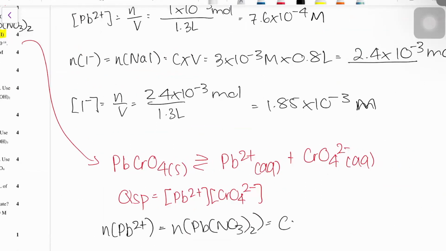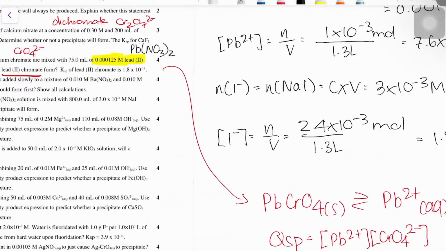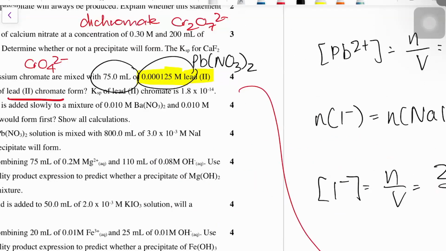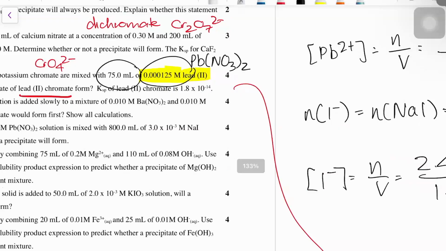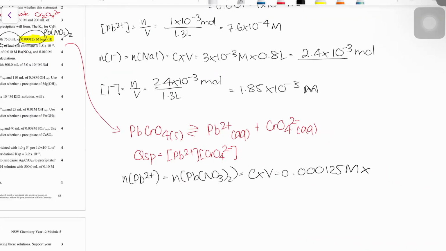This is just going to be C times V. And my concentration is 0.000125. My volume is 75 mL, but what do I actually sub into my equation? It's liters. So instead of 75, what am I putting in? Divide by 1,000, 0.075. That gives the moles.